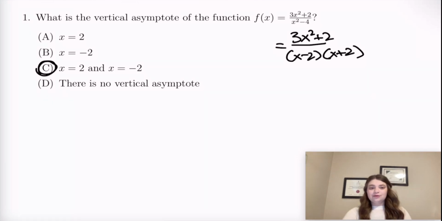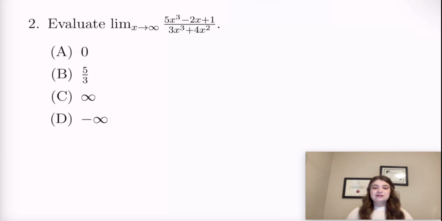All right, let's try another one. All right, so here's the second one. It asks us to evaluate this infinity limit here. The very first thing we should do whenever we evaluate an infinity limit is look for the highest degree in the numerator and the highest degree in the denominator. So the highest degree in the numerator is degree 3, because notice we have an x cubed. The highest degree in the denominator is also 3. And so we can ignore the minus 2x, the plus 1, and the plus 4x squared, because those are not the highest degree terms, so they can be ignored for the purposes of this.